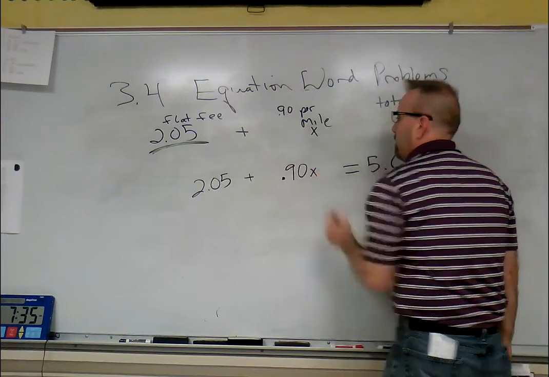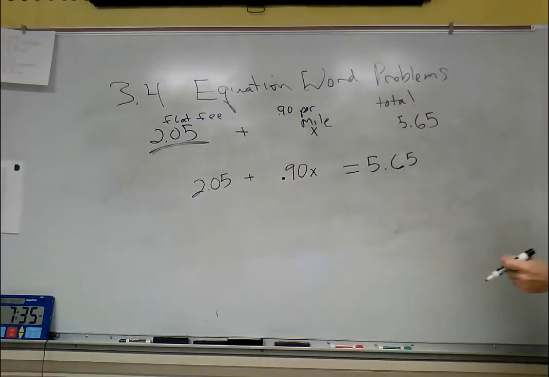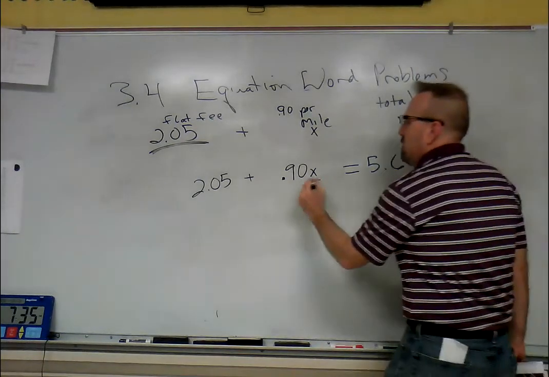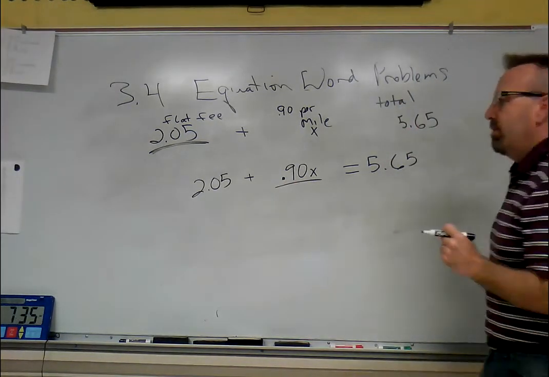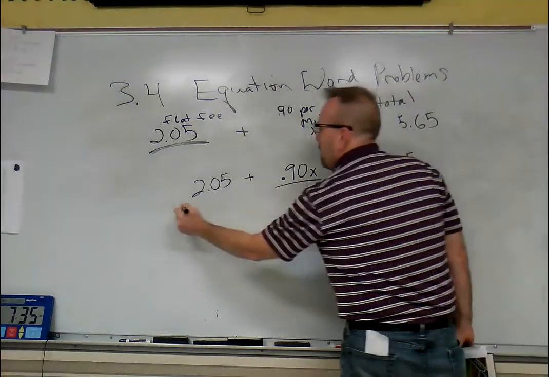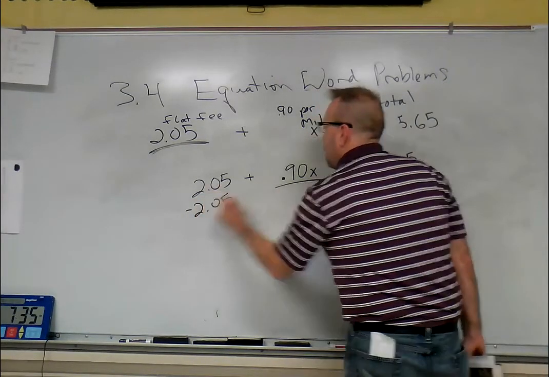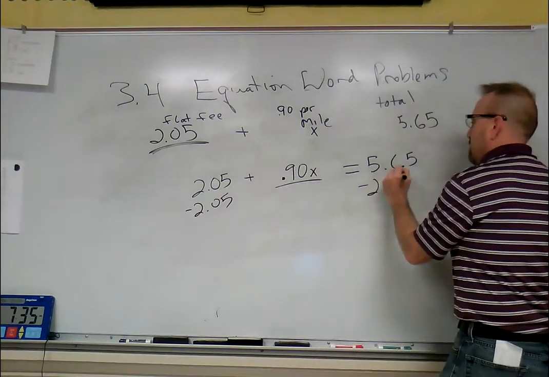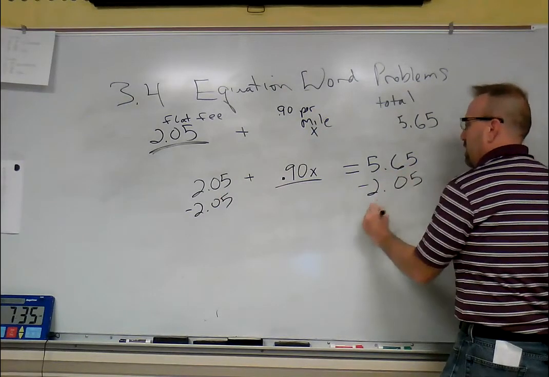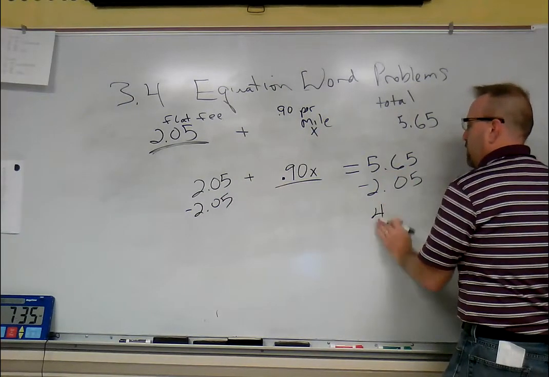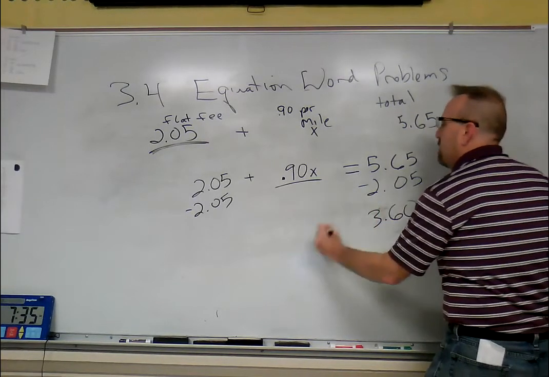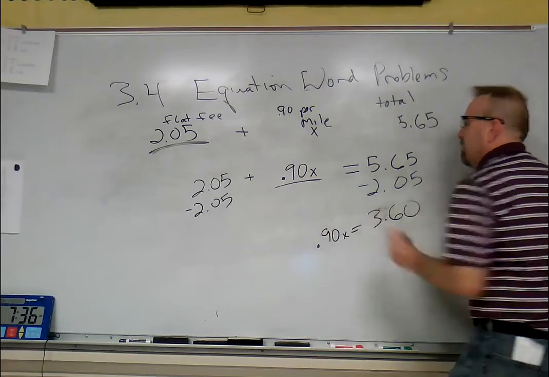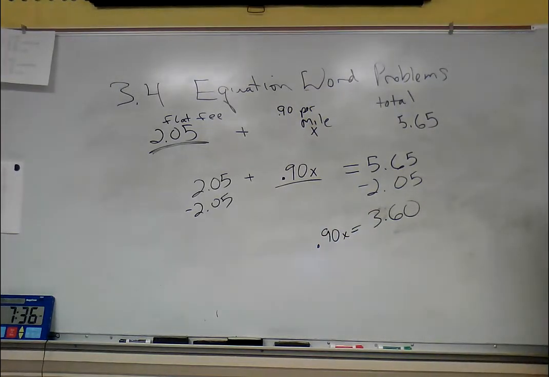X. So now we have an equation with a decimal. So here's our variable. First step to solve would be what? We're going to get rid of this $2.05. So we're going to subtract it off. So we have $3.60 equals 90 cents per mile.